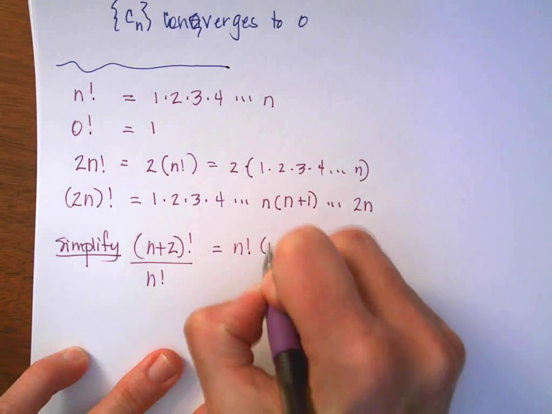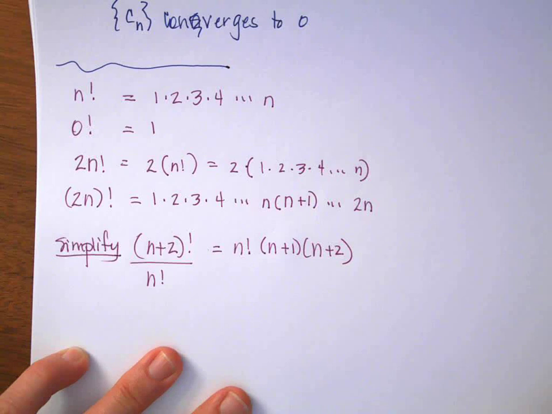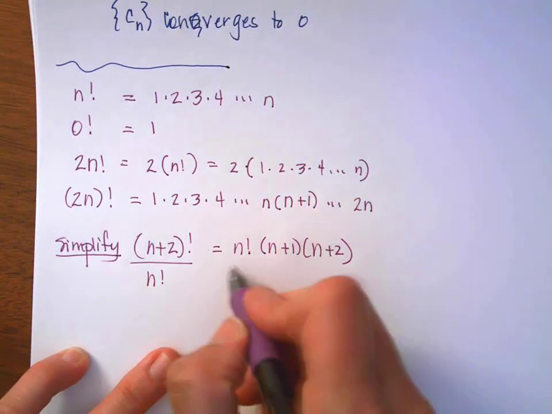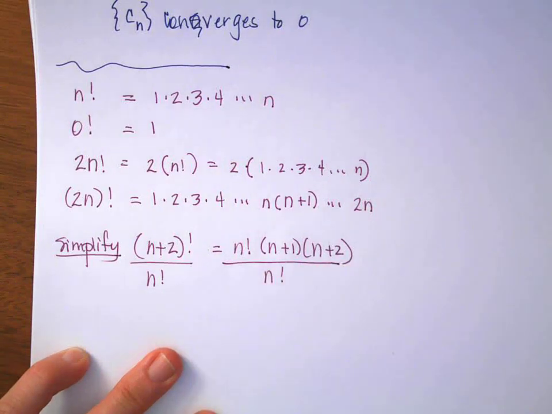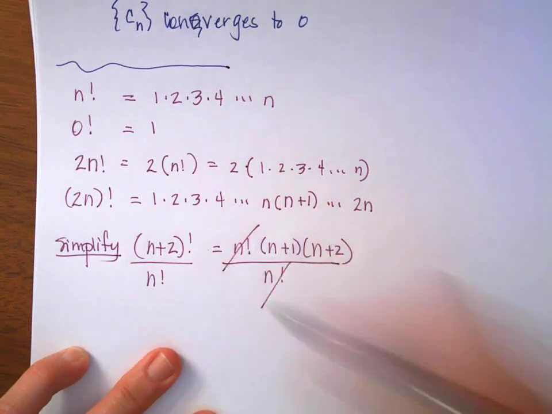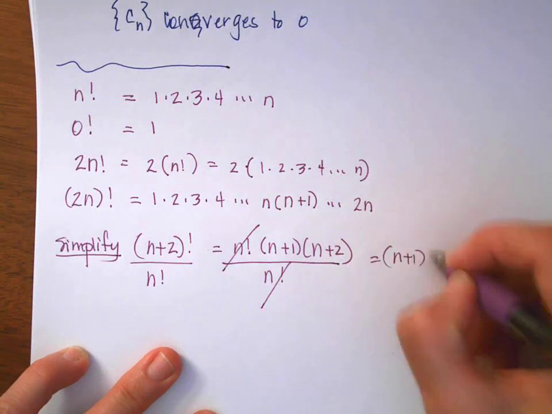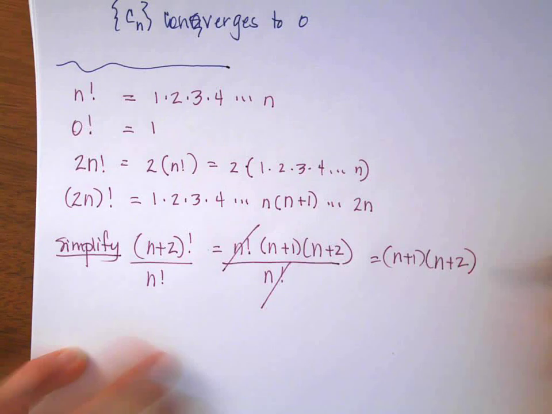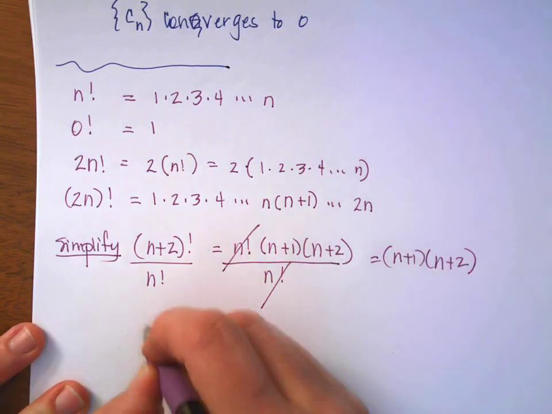So if I did this, this would be n factorial times n plus 1 times n plus 2, because the n plus 2 would be the last term of that particular expression. And then I would have my n factorial in the denominator. Those two cancel, and then I get n plus 1 times n plus 2. So that one wasn't horrible.